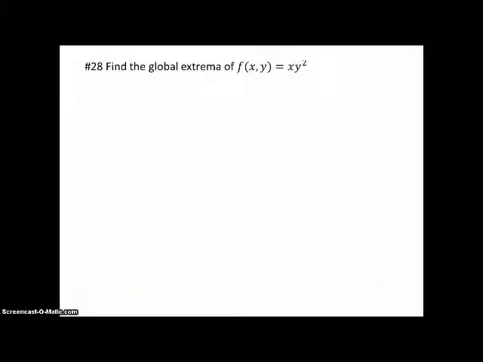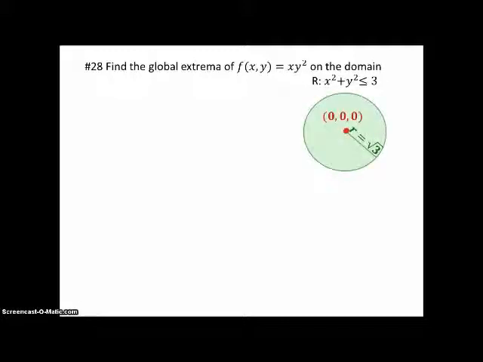Number 28. Find the global extrema of f of x y equals x y squared on this domain. Well, here's the domain. It's a disk of radius root 3 centered at the origin. And so the global extrema could happen somewhere in the middle, which we would find out by examining the partial derivatives, or it could happen on the edge of the disk because it stops there. So that's kind of like an end point in single variable calculus. Instead, we have an end circle.